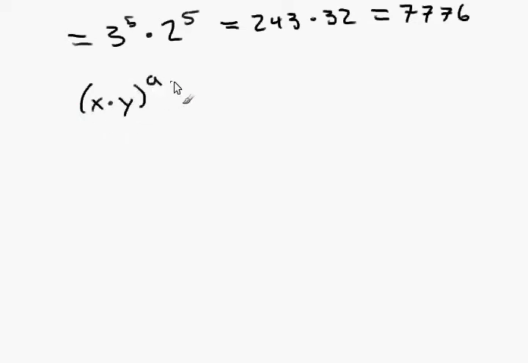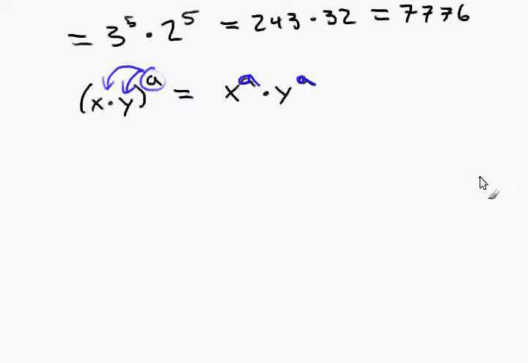So, in general, we could write, if I have x times y to the, we'll use a again, a power, that's equal to x to the a times y to the a. We take this exponent, and just like we did with the multiplication, doink, doink, we hit both the x and the y with that exponent.